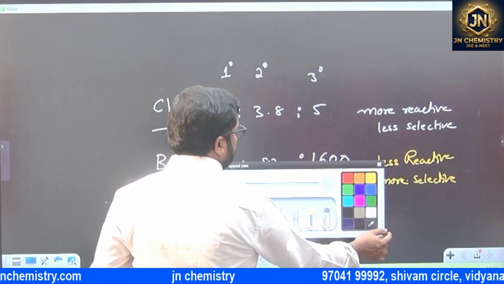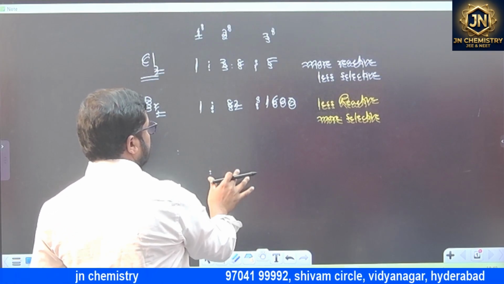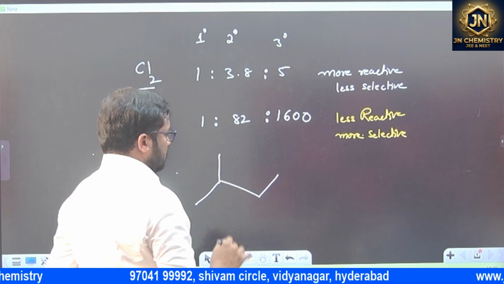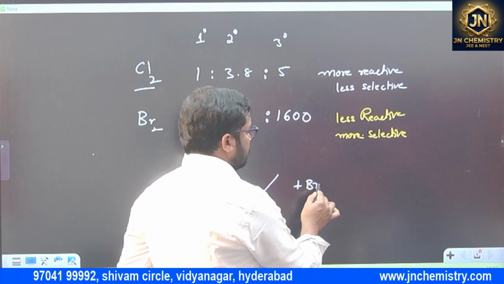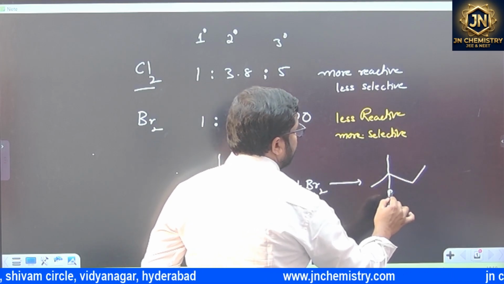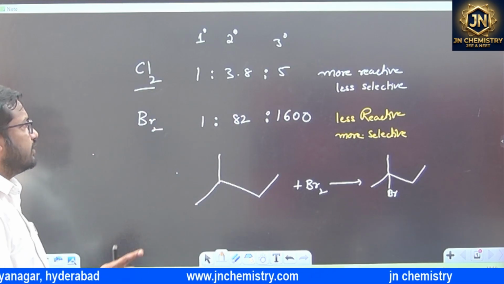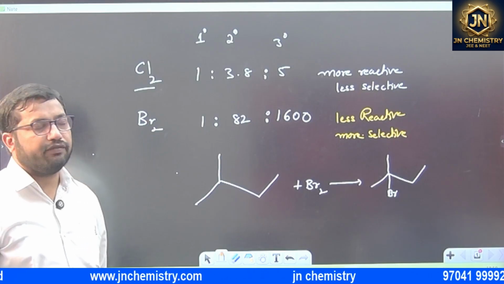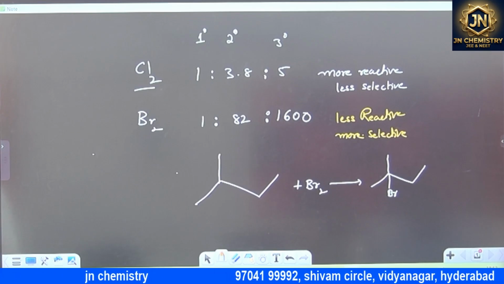If a tertiary carbon is there, for example, the compound is like this, and bromination takes place, the majority of bromine will attack the 3 degree carbon, right? Because it is 1600 times, while the others are somewhat less. It is 1:3.8:5 in the case of chlorine, whereas in the case of bromine it is 1:82:1600.